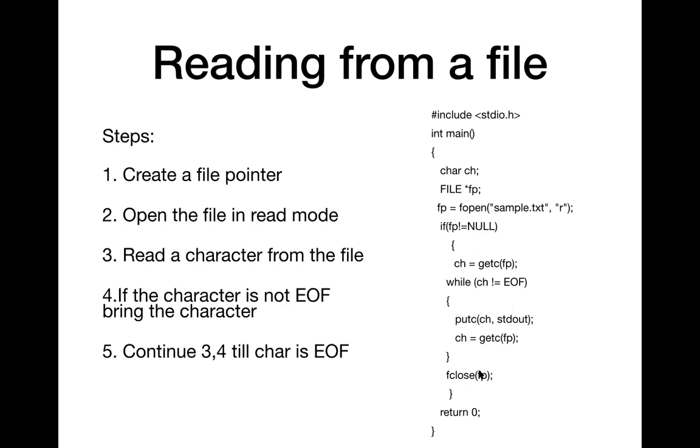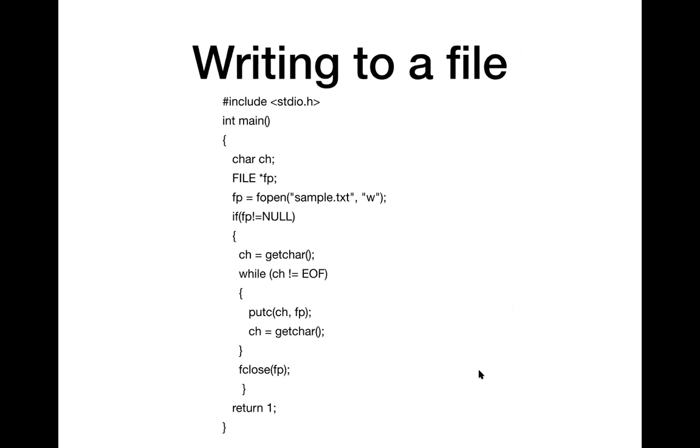Fine. So this is reading from a file. Now let us write a program to write something to a file. So you'll have to remember the same steps. CH is the character I'm going to write to a file. So character CH. Next, create a file pointer.